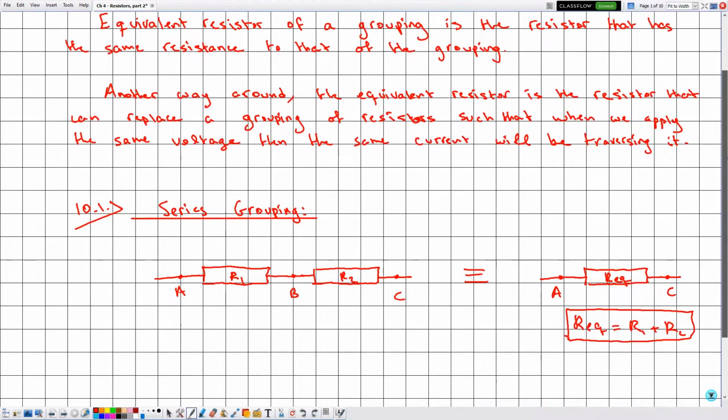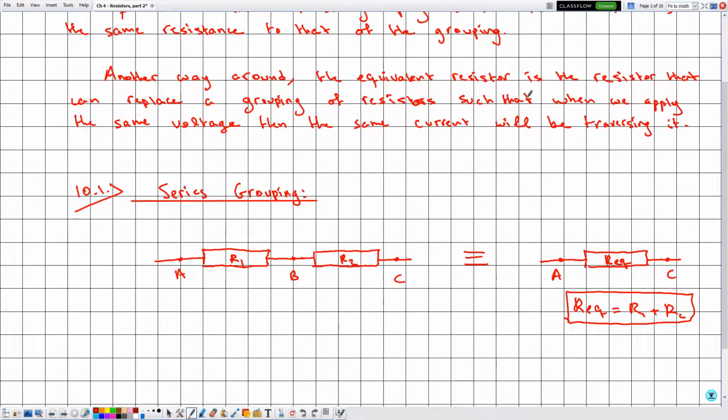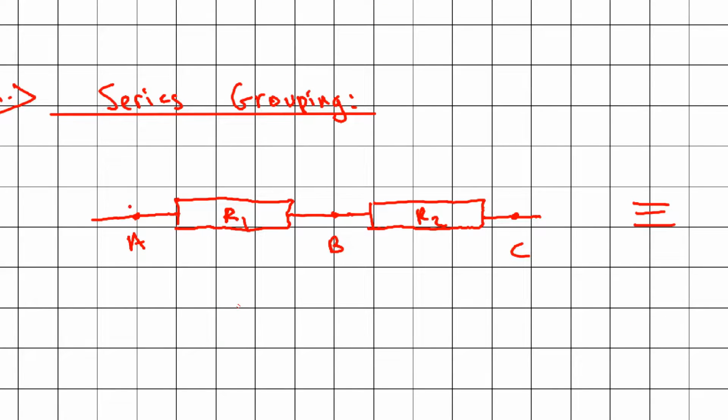What about the second definition? Another way around, the equivalent resistor is a resistor that can replace a grouping of resistors. So indeed, here R equivalent replaced R1 and R2, but here we are mentioning that when we apply the same voltage, then the same current will be traversing it. Suppose here we connect it to a battery, so we have an applied voltage. So in this case, this is a closed circuit being traversed by the current I.